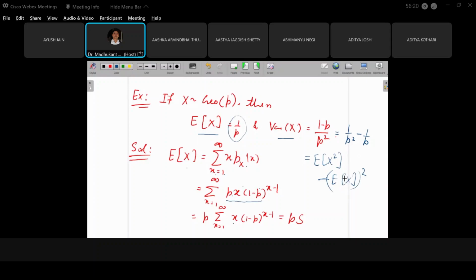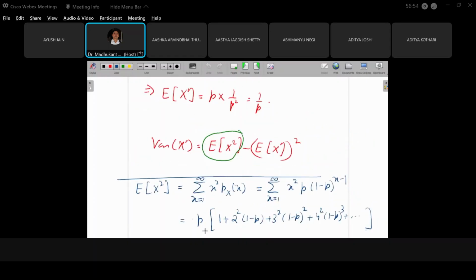So you have 1 by p squared here, and you have to show that the final answer for expectation of x squared will be equal to 2 by p squared minus 1 by p. So this sum should come out as 2 divided by p squared minus 1 by p. Then your answer is okay. Try it out. If it does not work, let me know, and I will supply the notes in that case.